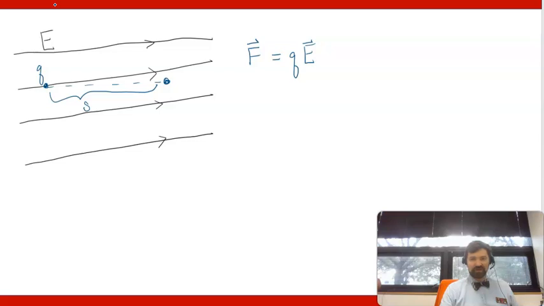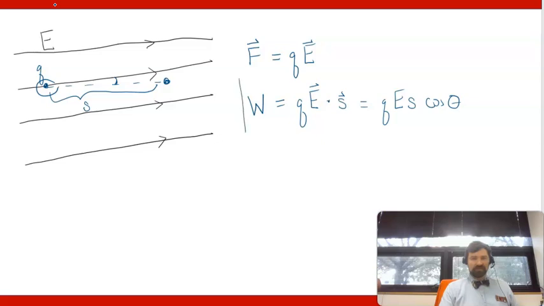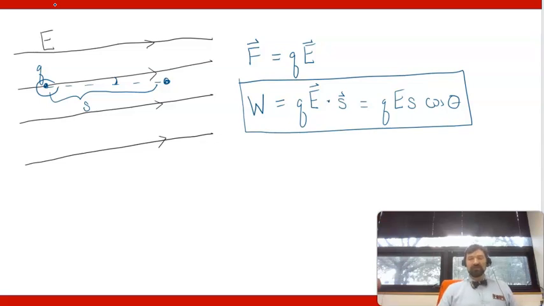Vector E is uniform everywhere, and therefore the work being done on this system would look like Q times E dotted with S. And so that ends up being Q times E times S times cosine of the angle. Technically speaking, this right here is my angle, but I'm actually going to get the same result if I just use this angle in here. So cosine of angle theta. So that is how much work is being done in a uniform electric field.